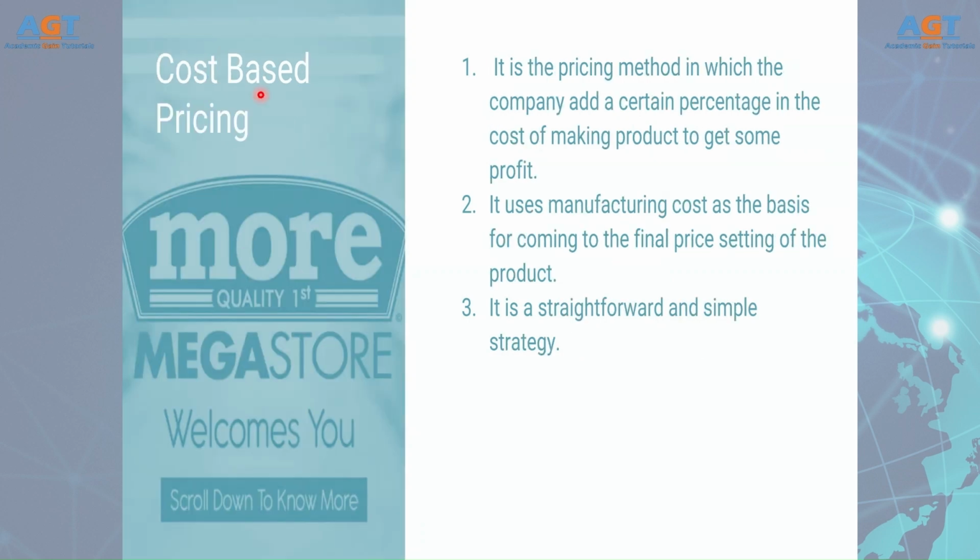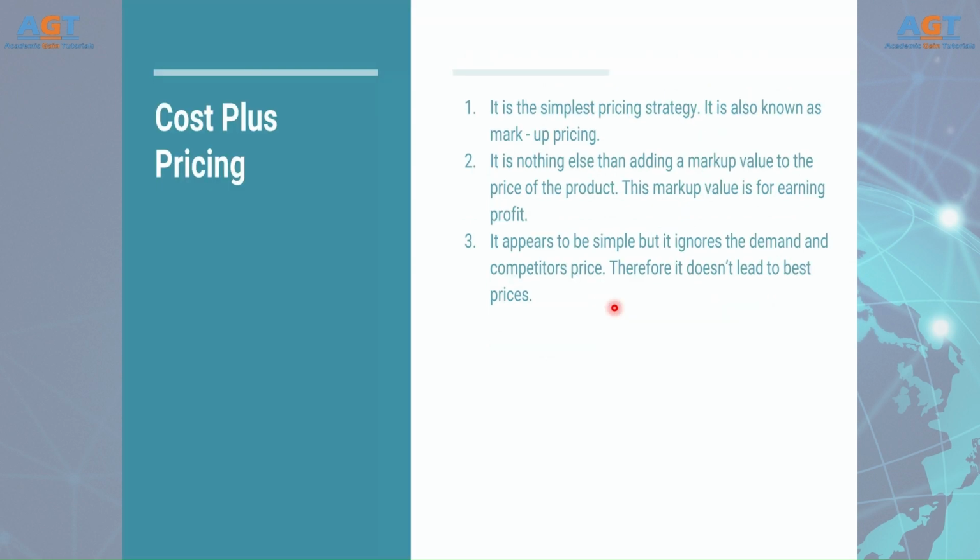Cost-based pricing. Cost-based pricing means setting price by adding a certain percentage of profit on top of the cost of making the product. Manufacturing cost becomes the base for deciding the final price. This approach is straightforward and simple, and it ensures costs are covered. Now we go to the closest related method: cost-plus pricing, often considered the simplest form of pricing.